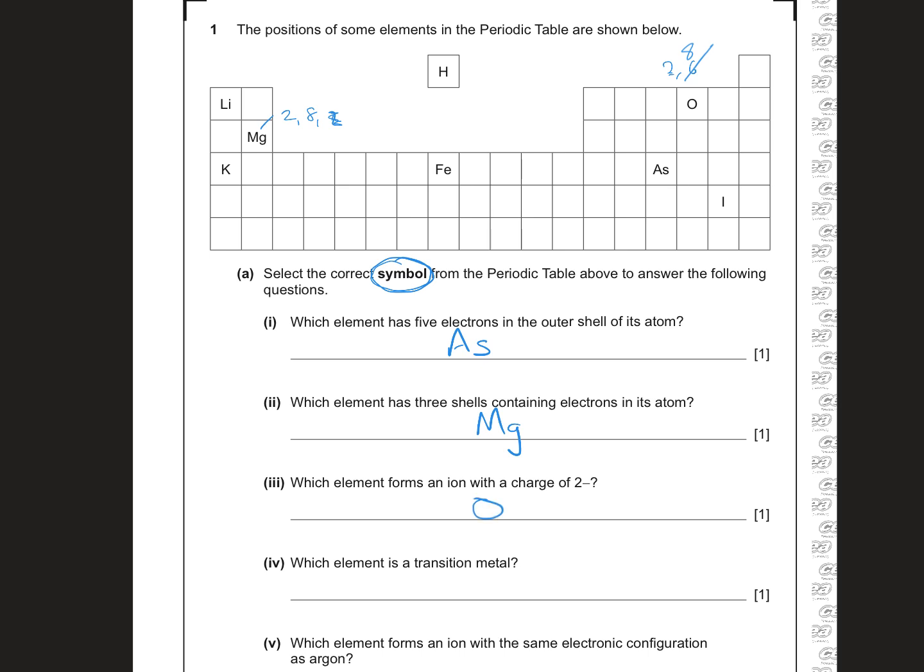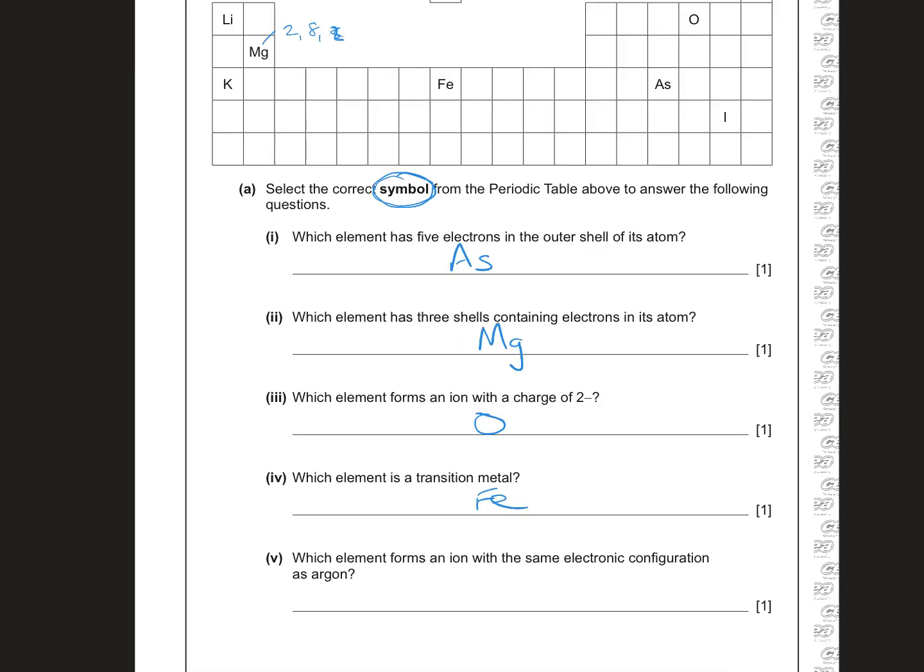So O. Which element is a transition metal? Well, this part of the periodic table is where you find the transition elements, Fe. Part 5, which element forms an ion with the same electronic configuration as argon? Well, you can use your periodic table to find argon. It's a noble gas. It's going to be over here.